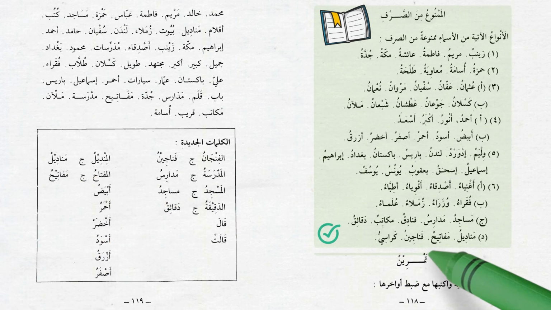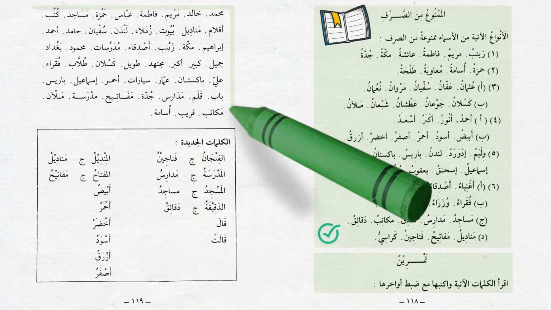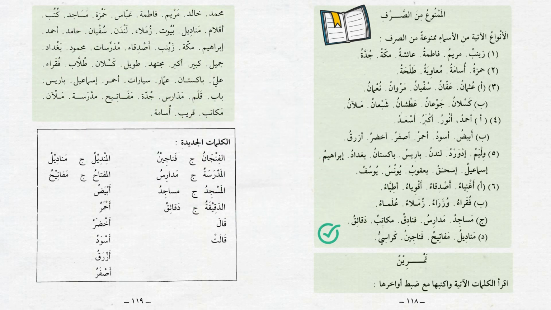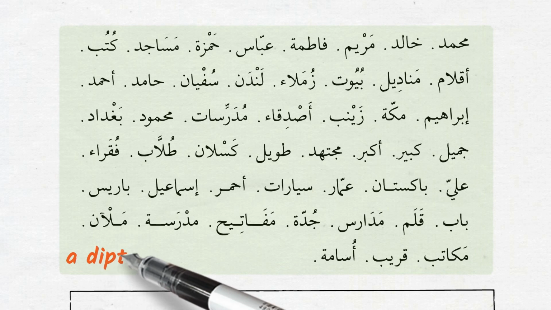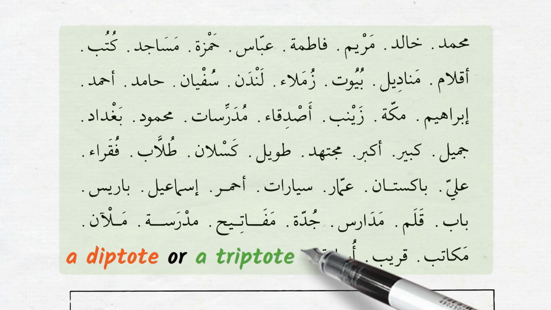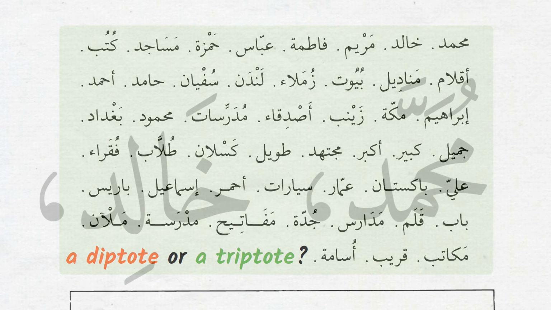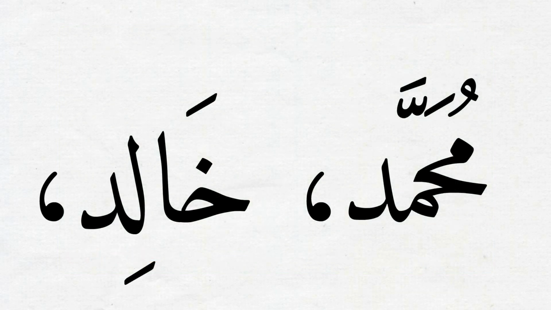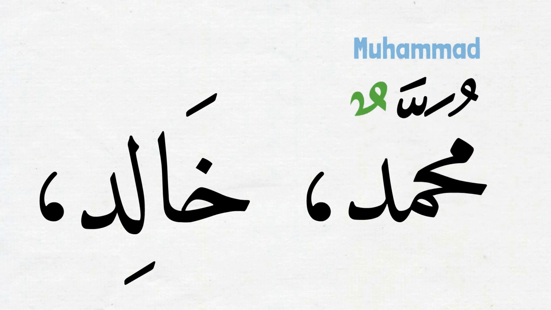We will now practice what we've just learned by going over the list of words in the next exercise. We need to determine if the word is a diptote or a regular ism, which we can refer to as a TRIPTOTE. And based on that finding, we will write the proper ending of these words. The first word is Muhammad, which is not a diptote. It is a regular TRIPTOTE ism, because it doesn't belong to any of these groups we just learned about. So this proper noun should end with TANWEEN, and it should read Muhammadun.